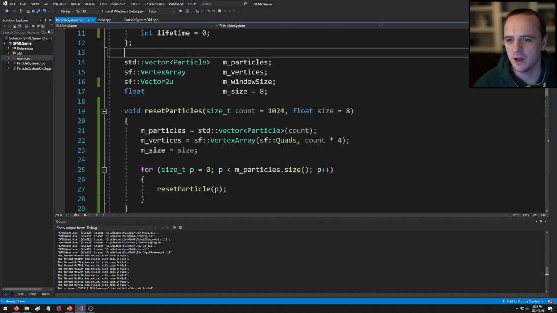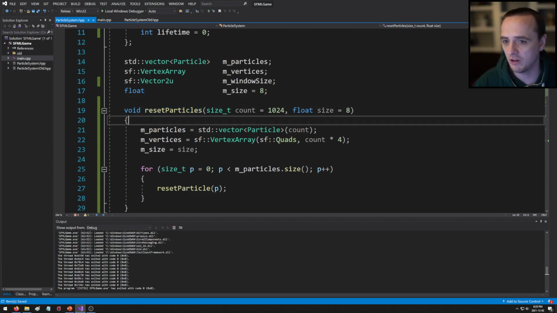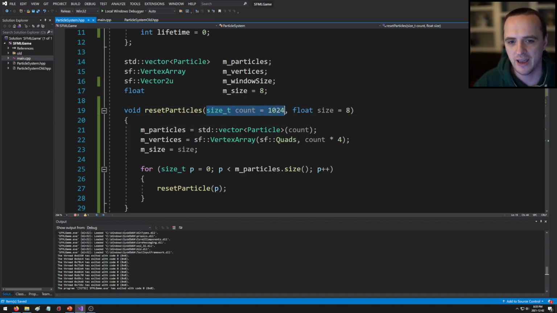Okay. Next, I have a function which is called reset particles. And when I call that, it's going to reset everything. So all the particles are going to be reset to a randomized initial state. So inside reset particles, I have a count, a number of particles. And this is called a default parameter. So it means that if I do pass in a number, then it will use that number. So I could initialize 1,000,000 particles if I want. But if I don't specify a size, it'll just use 1024 by default, okay?